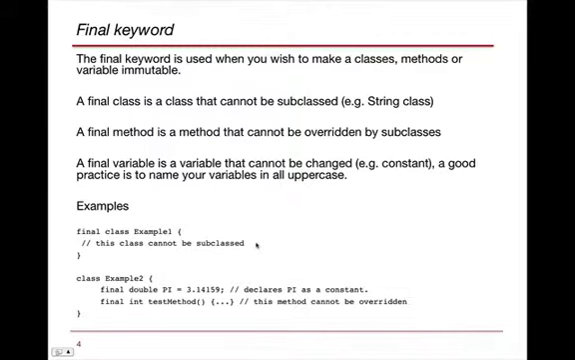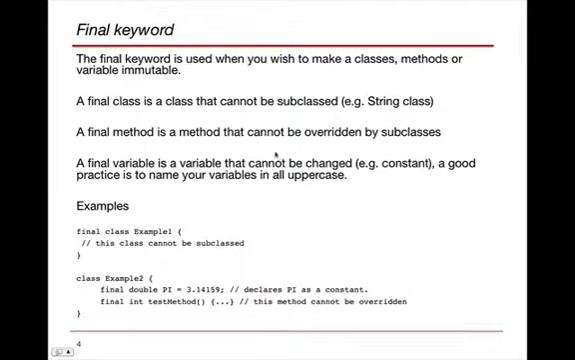Just a little note on the final keyword. The final keyword is used when you wish to make classes, methods, or variables immutable, or in a certain respect, non-changeable. A final class is a class that cannot be subclassed. It represents a final derivative of the class. Nothing else can be derived from it. An example of that is the string class. You cannot extend string and create your own.